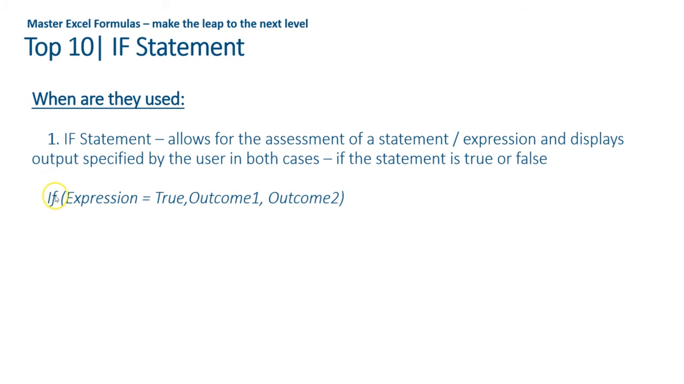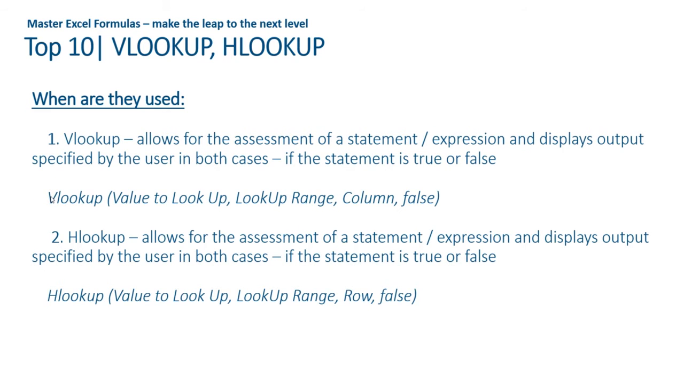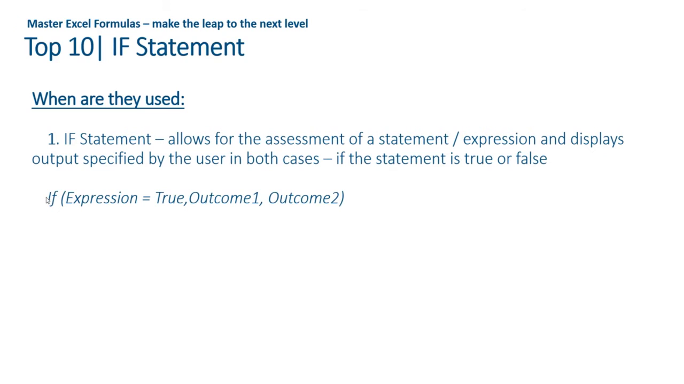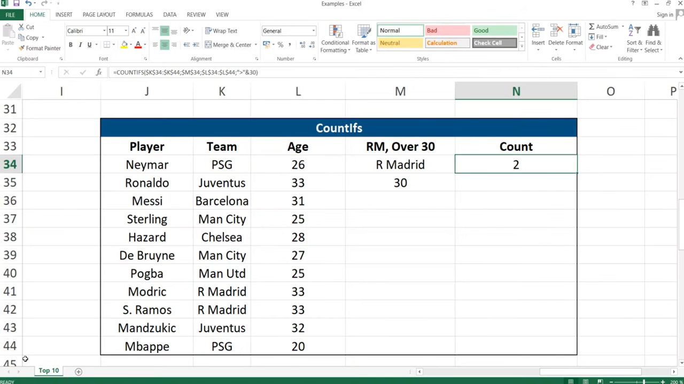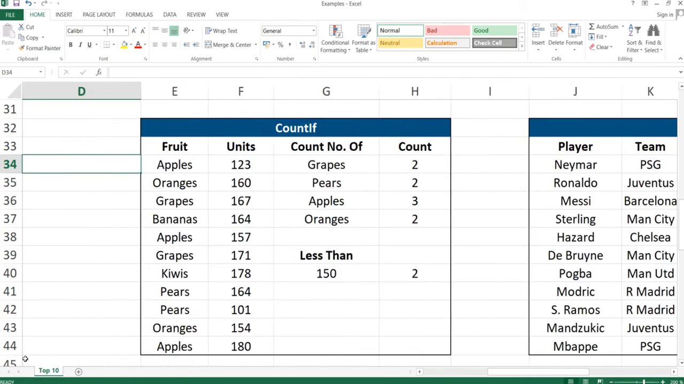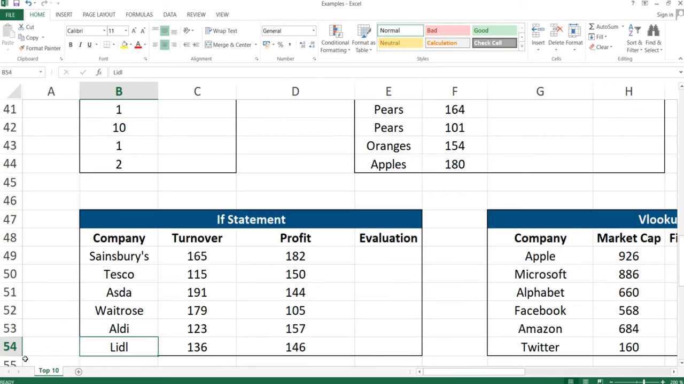So as you can see, we have the structure here. So if the expression is true, give us outcome 1. Otherwise, give us outcome 2, for example. Okay. So now, if I go to the example sheet again and find the example for if, which should be just down here.